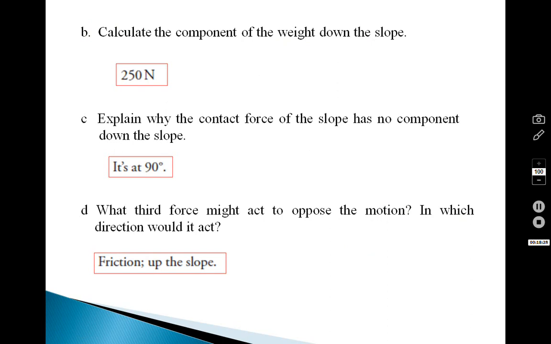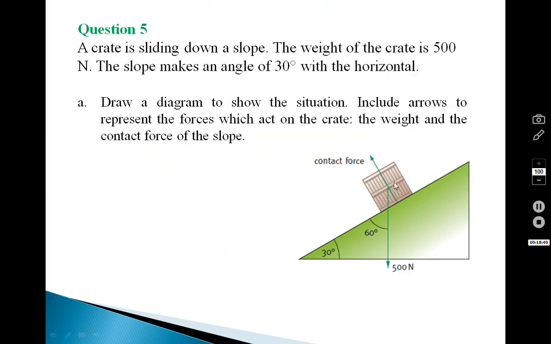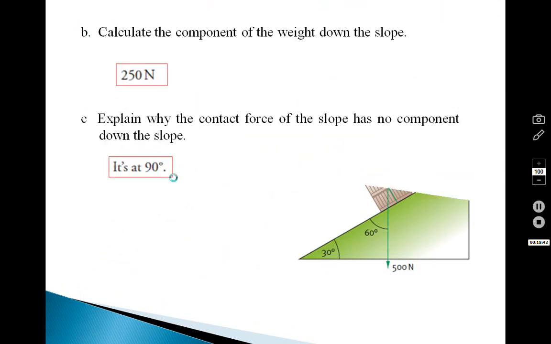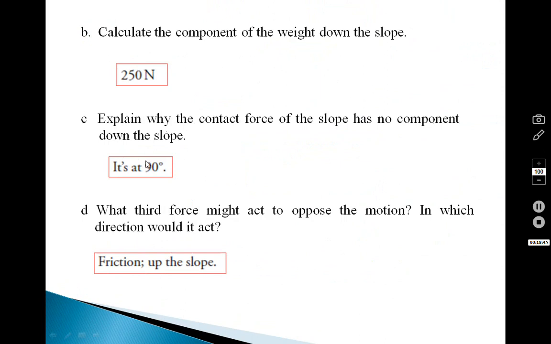Part C: explain why the contact force of the slope has no component down the slope. Why? The contact force here has no component down the slope because it is always at 90 degrees. F cosine 90 is equal to 0. So this one has no component down the slope.